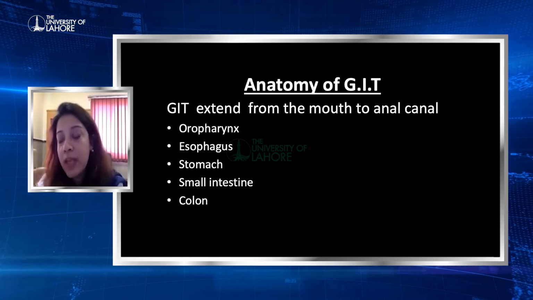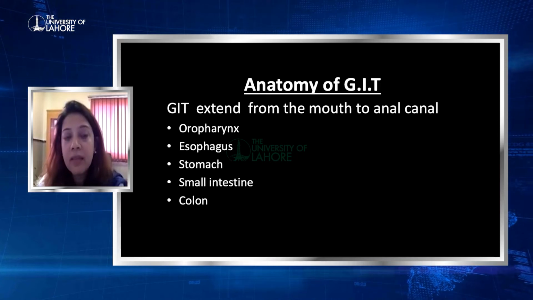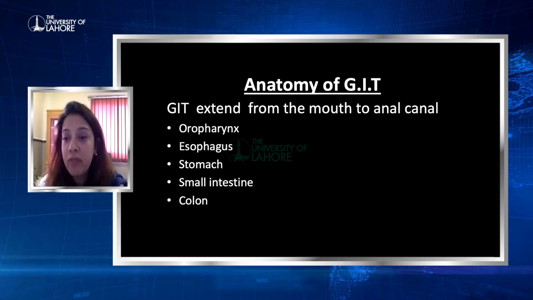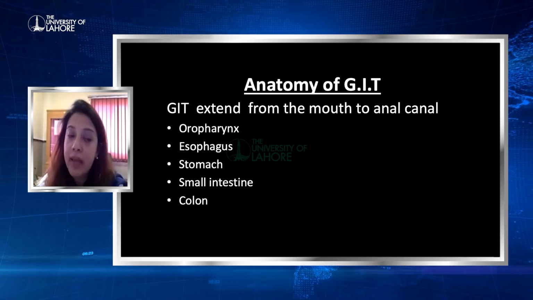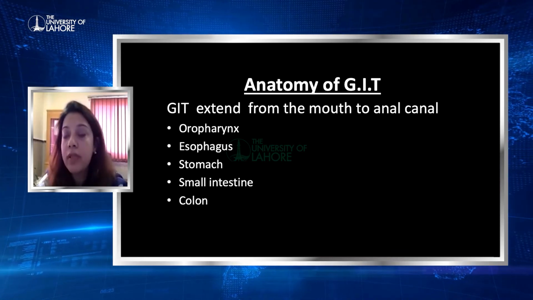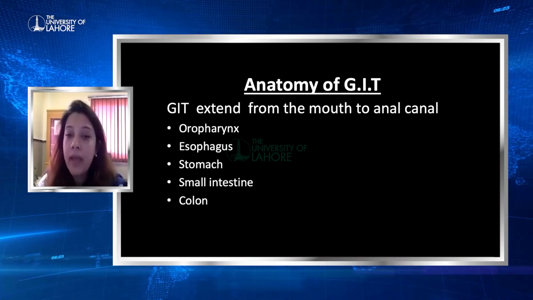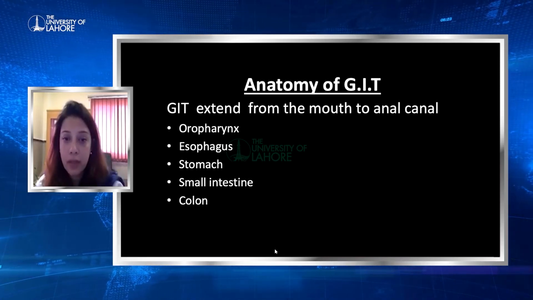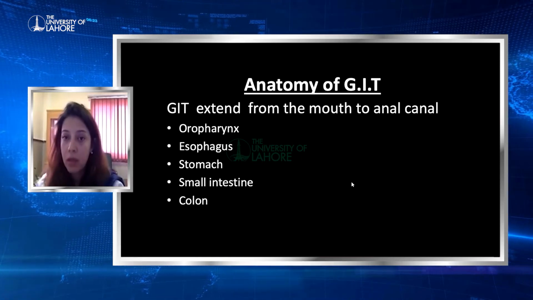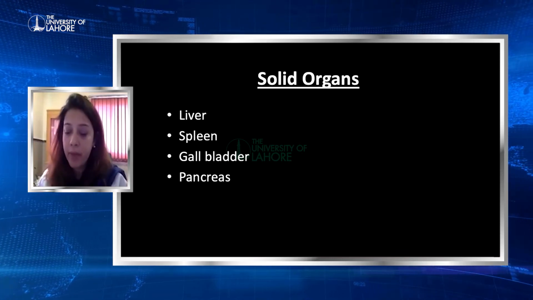So the hollow viscera, as we all know, the GIT extends from the mouth to the anus. It has the oropharynx, then the esophagus, stomach, and small intestine, which has duodenum, jejunum, and ileum. Then we've got the large intestine, also known as the colon: the ascending colon, transverse colon, descending colon, sigmoid colon, and the rectum. The solid organs we know: liver, spleen, gallbladder, and pancreas.